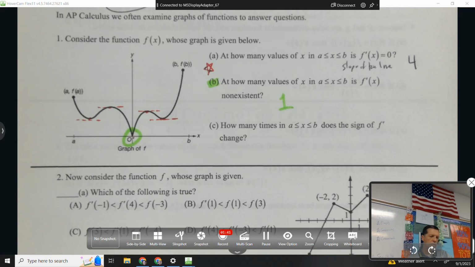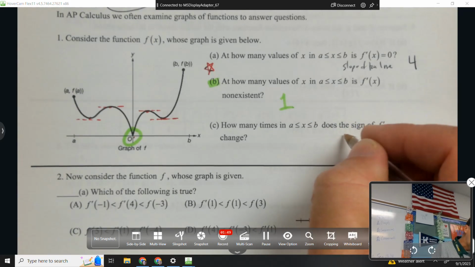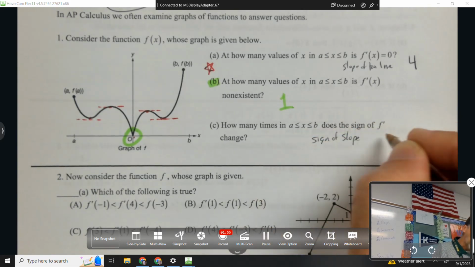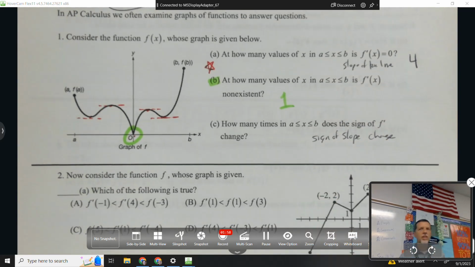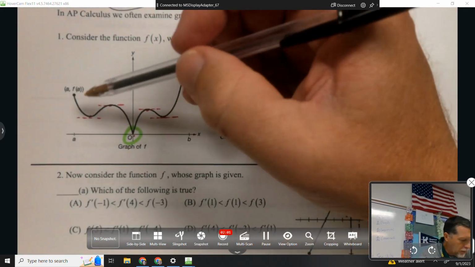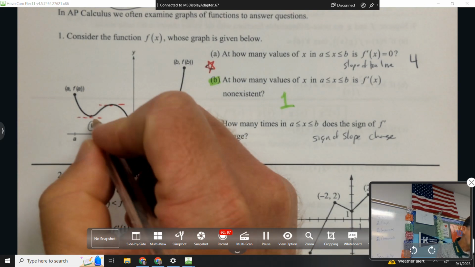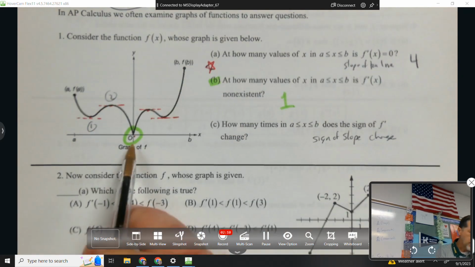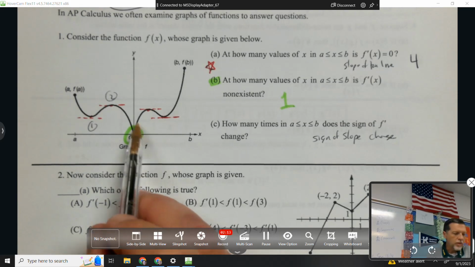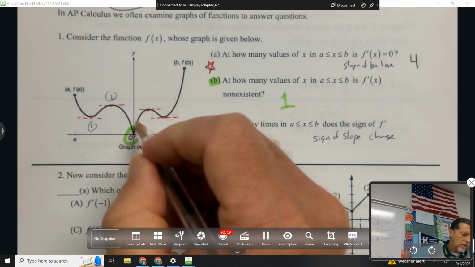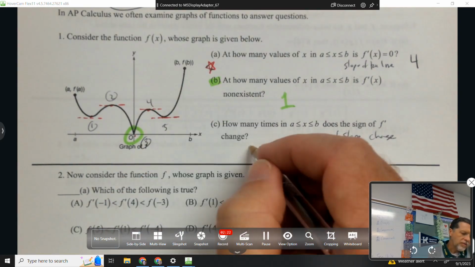Part C. How many times between a and b does the sign of f prime change? Okay, f prime is like the slope. So what it's asking is how many times does the sign of the slope change? This one's a little bit harder. Let me see here. So negative to positive, there's 1. It changes there. Positive to negative, it changes there. At the origin where we circled, it doesn't have a derivative, but the slope changes. So that's a third spot. 4 and 5. So I think 5 times it changes.